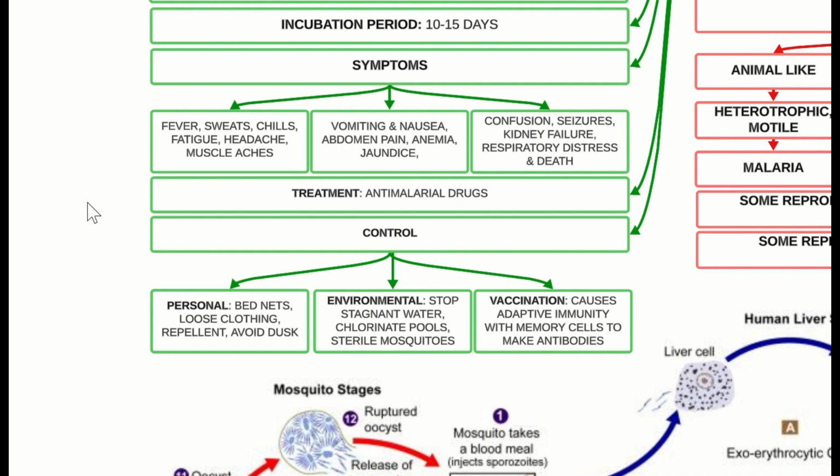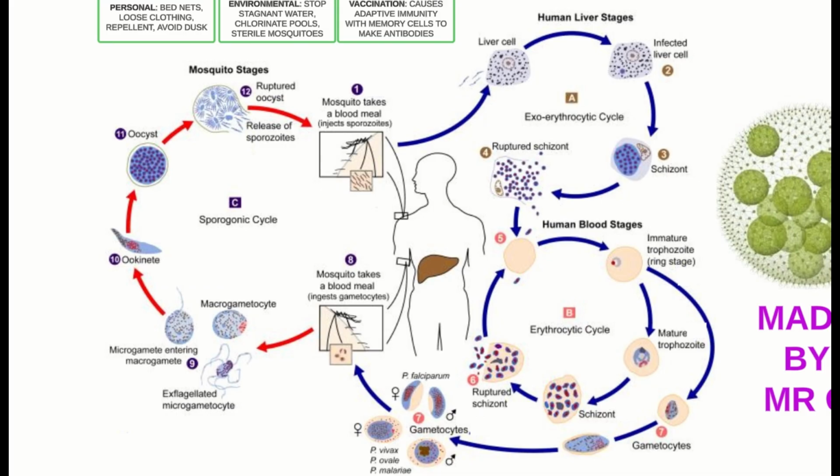And then once again, I've divided up the control into 3 divisions. There's personal, which includes bed nets, loose clothing, using repellents, and avoiding dusk, which is when mosquitoes are active. Then I've got environmental, which is to stop stagnant water buildup, chlorinate your pools, and release sterile mosquitoes. And then the last division I've got is with vaccination, which when activated create antibodies. Down here I've got a picture of the life cycle, which is quite complex.